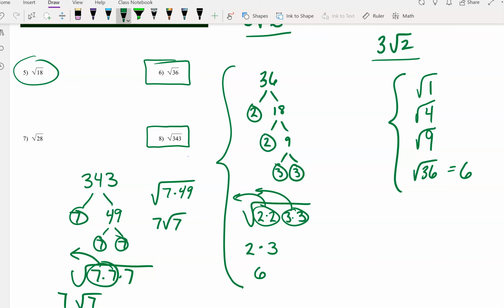We need to have this skill because we're going to be working on the Pythagorean theorem next. So maybe practice a few others. Make sure you have this skill down, and I'll see you in the next video.